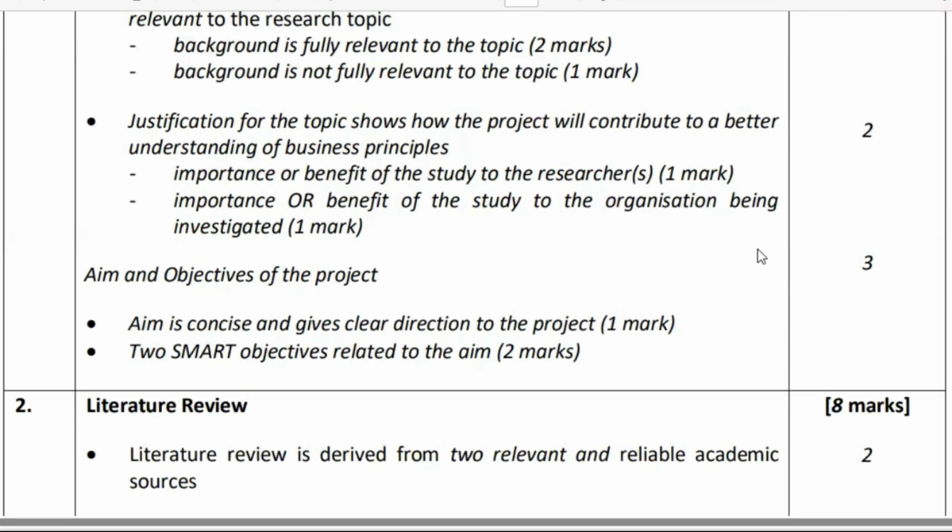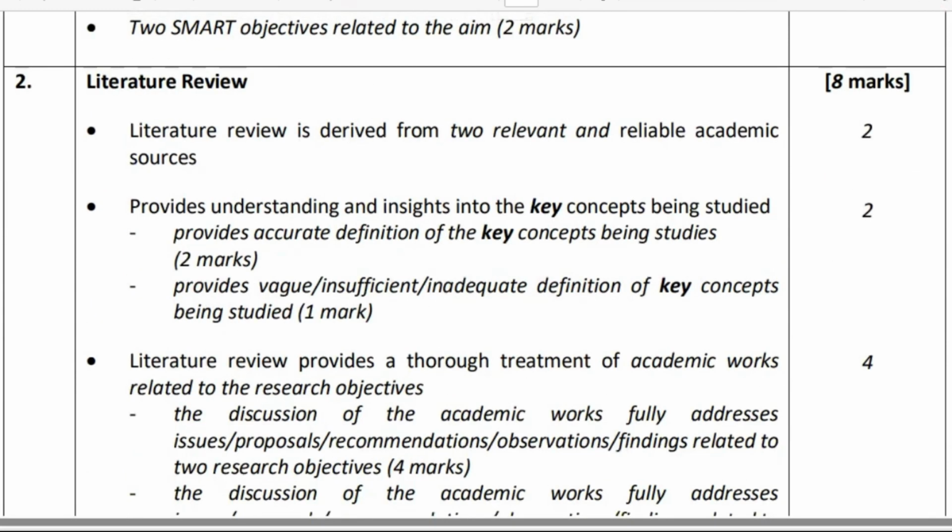So let's look at the lit review. You realize that the literature review section is different from what it was before, right? This is more detailed and more specific, which is what I like. Thank you, CXC, for making it clearer for all of us.